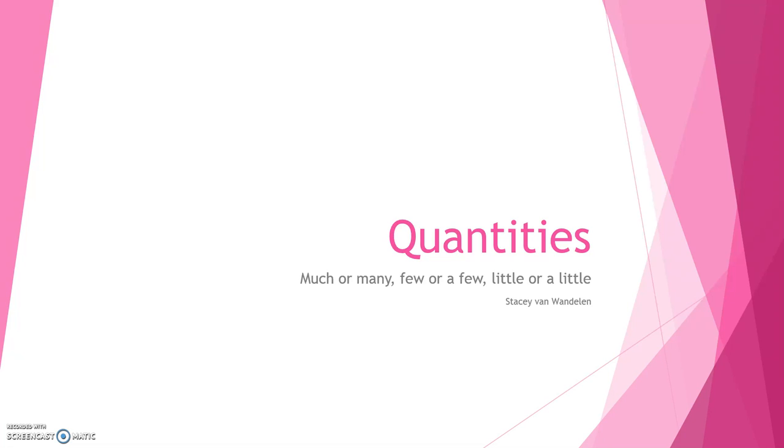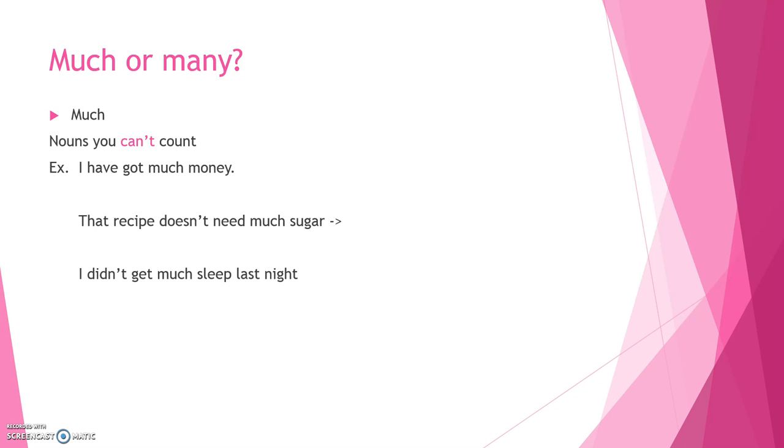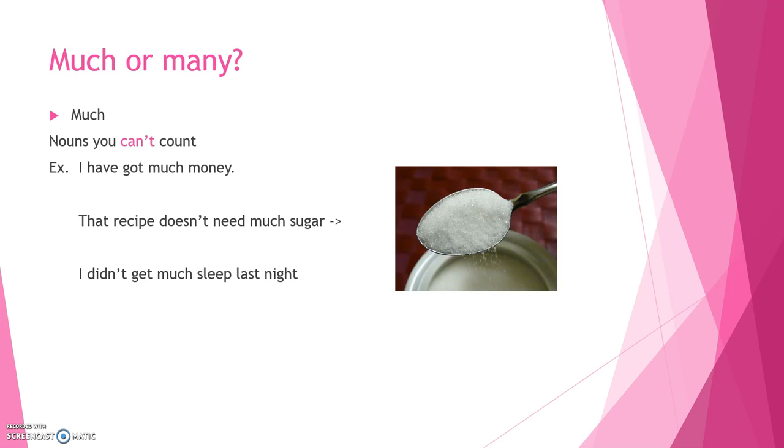There are a few possibilities to indicate quantity, so let's have a look. We're starting with much and many. We use much when talking about nouns we can't count. Here I've got some examples for you. I've got much money, that recipe doesn't need much sugar, and I didn't get much sleep last night. We can't count money, sugar and sleep, so we use much.